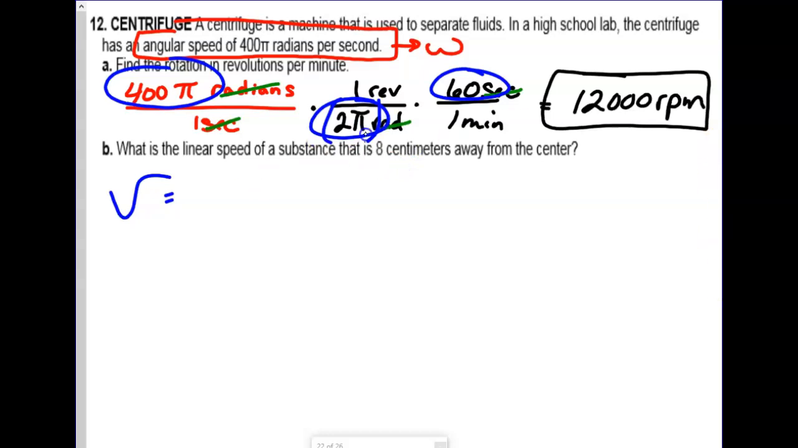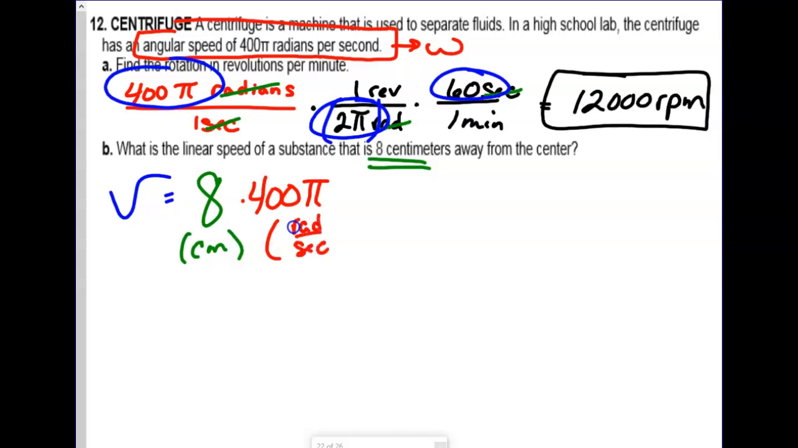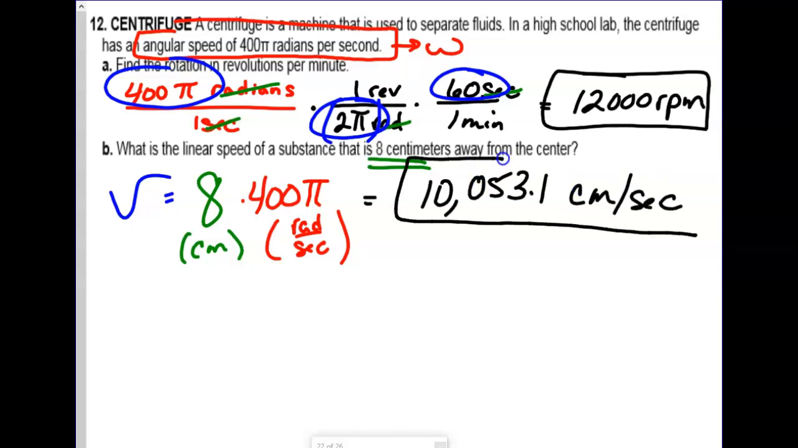So the radius is given to you. The substance is 8 centimeters away from the center. That's fancy talk for radius. So this is in centimeters. And then if I use my angular speed from earlier, 400 pi radians per second, and I crank that in the calculator, I get my real life answer of 10,053.1 centimeters per second.